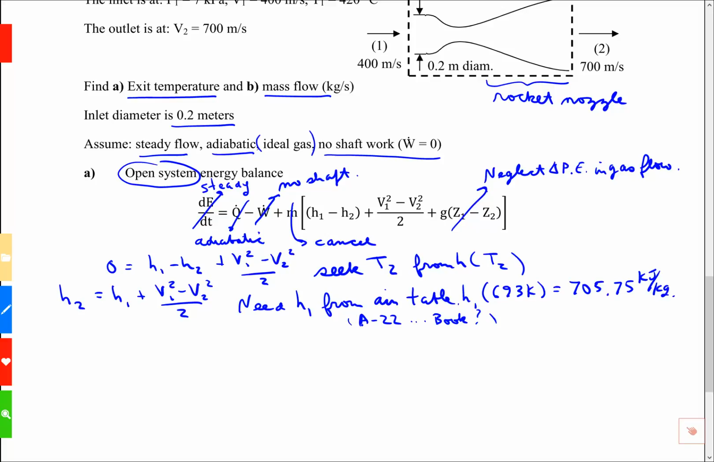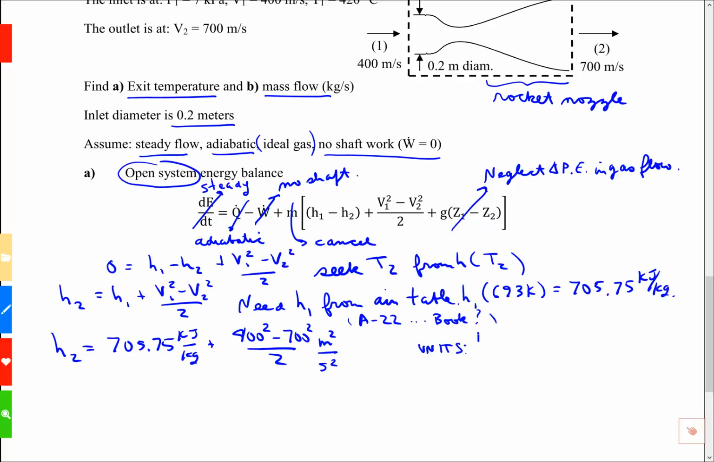All right, given that, now I can compute H2 to be H1, 705.75 kilojoules per kilogram, plus V1 was 400 squared minus 700 squared over 2, and this is going to be meters squared per second squared. I need to do a units conversion there.